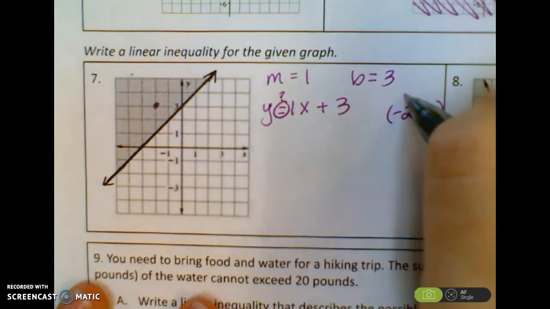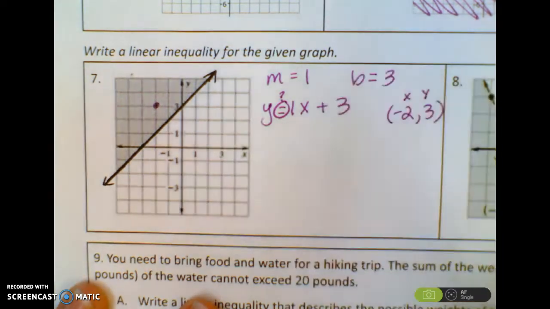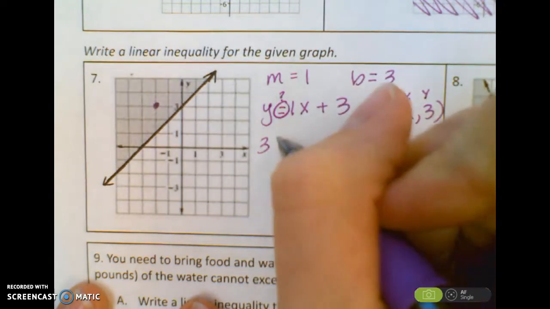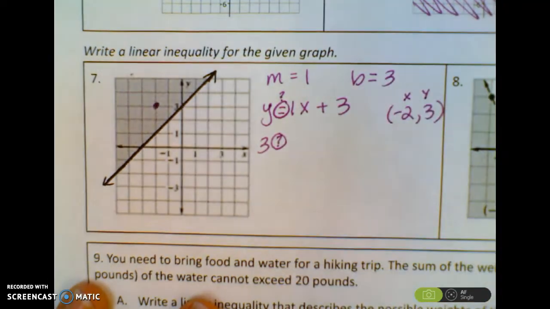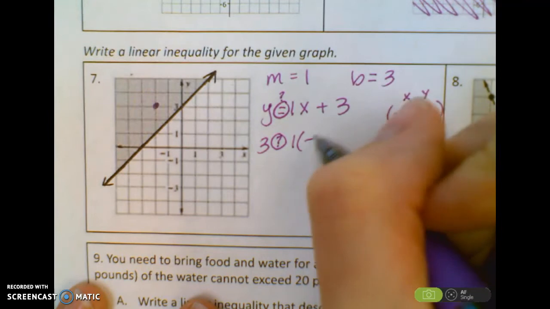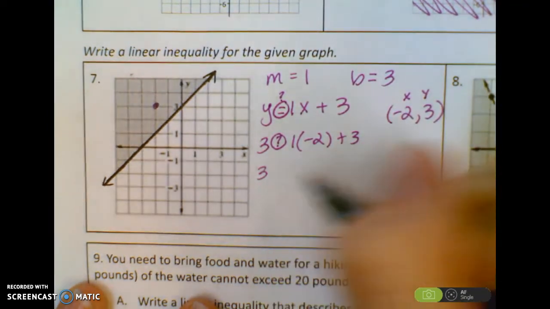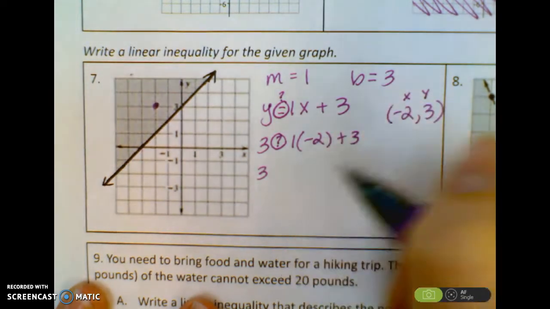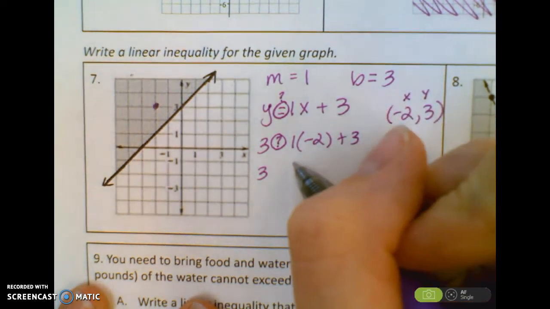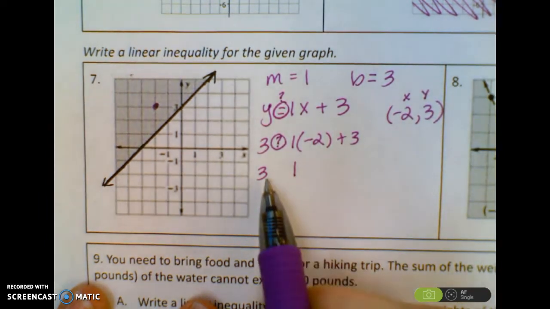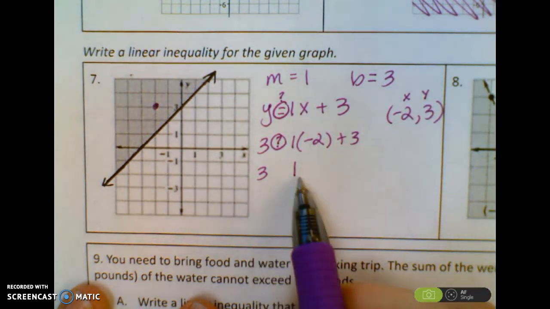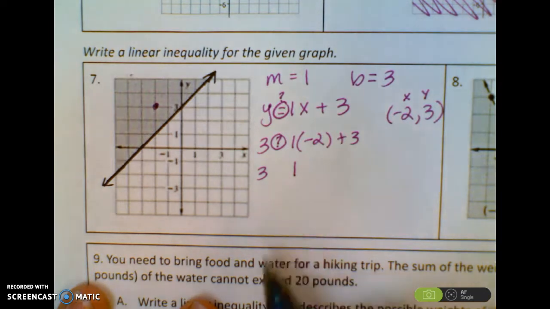Now we're going to plug in that x and that y to our equation to figure out the inequality symbol. So plug in, the y is 3. I'm going to put a little question mark with a circle around it there because we know we want an inequality, but we don't know what it is yet. 1 times -2 plus 3. So that gives us 3 on that side, then -2 plus 3 gives me a positive 1. Now we have these two numbers, 3 and 1.